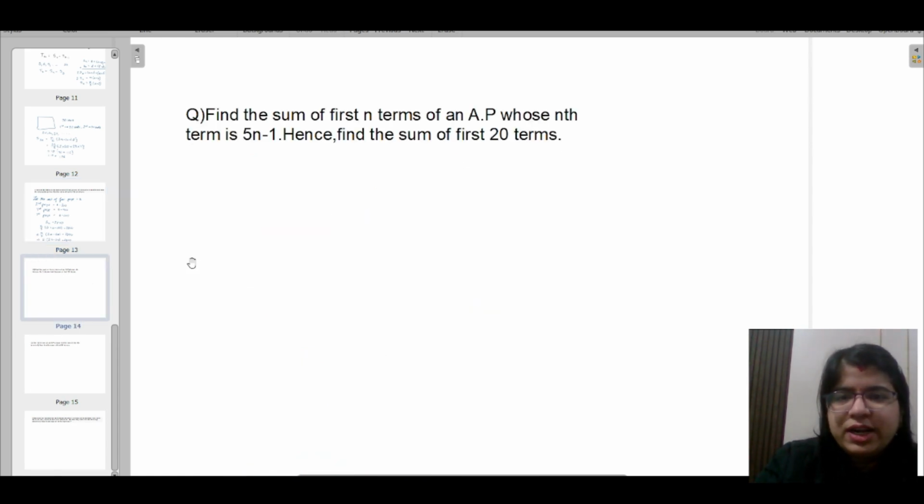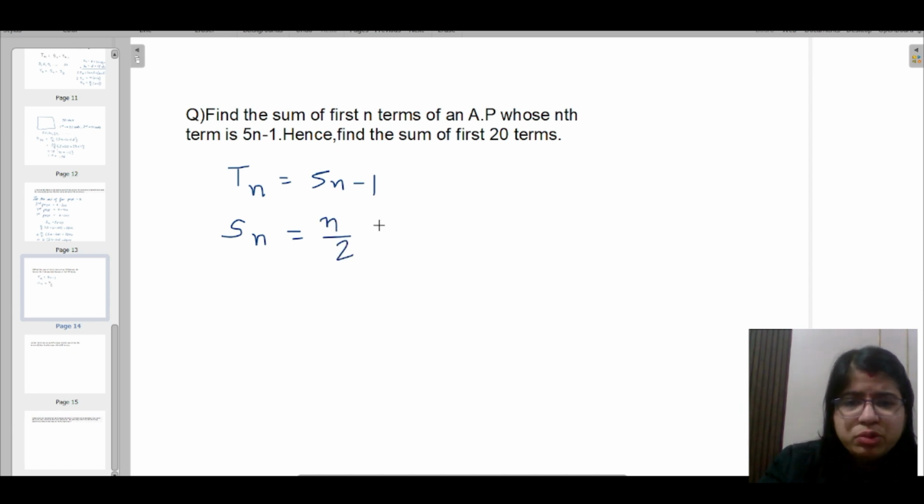Now the question is saying find the sum of the first n terms of an AP whose nth term is 5n minus 1. Hence find the sum of first 20 terms. Here we have to find the sum of the first n terms of an AP whose nth term is this. So Tn is already given as 5n minus 1. Students, to find the sum of first n terms, that is Sn, what values do we need? We need n by 2 into 2a plus n minus 1 into d.